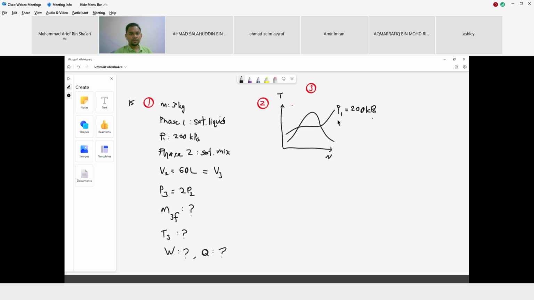Phase 1 is saturated liquid. So saturated liquid is here. This is the saturated liquid point, and therefore this is phase 1. Okay.